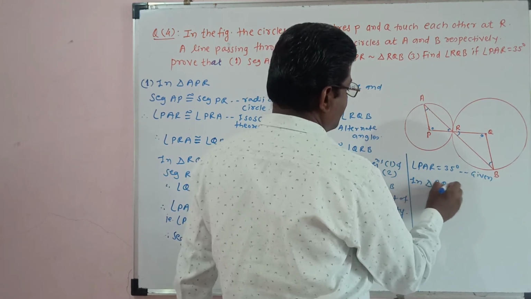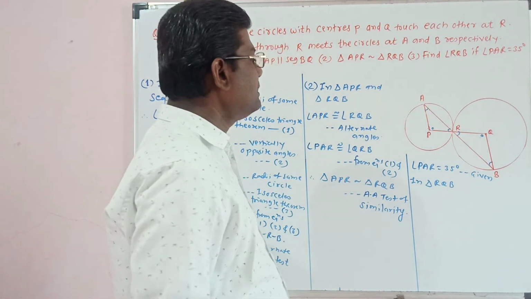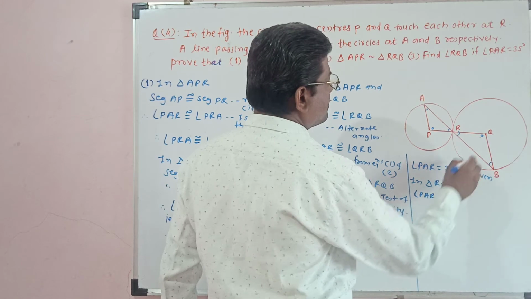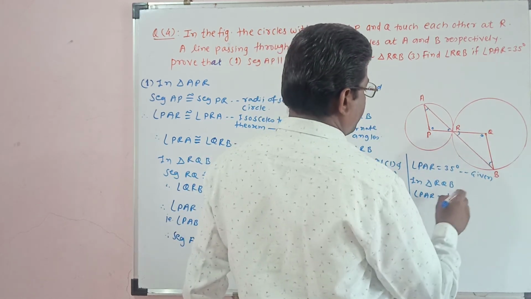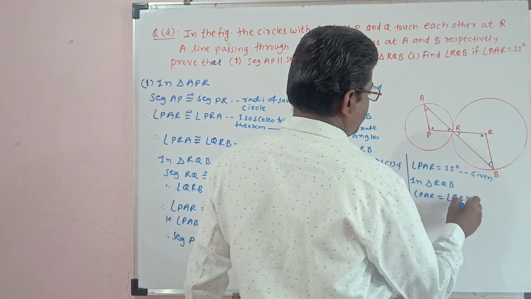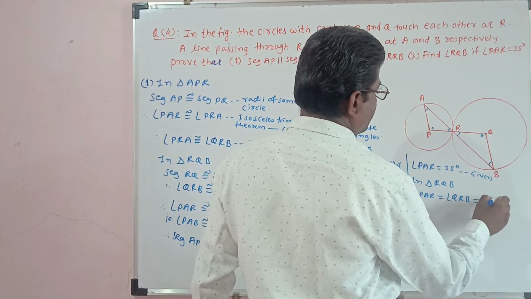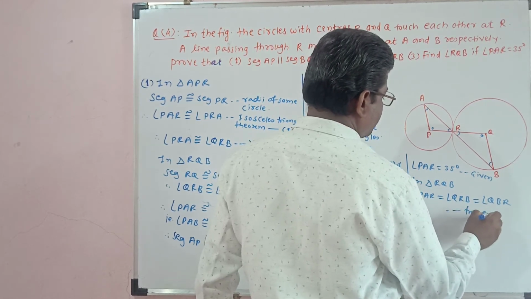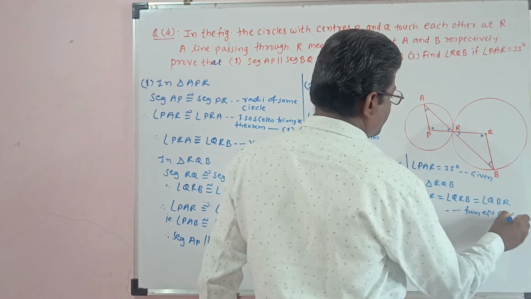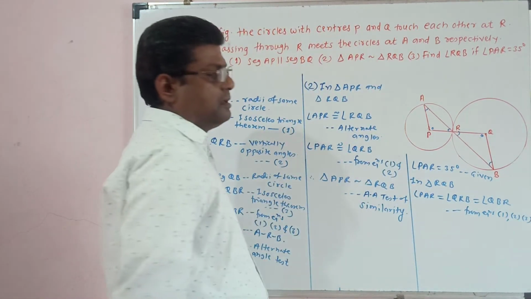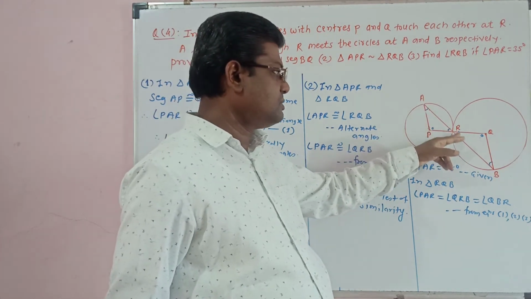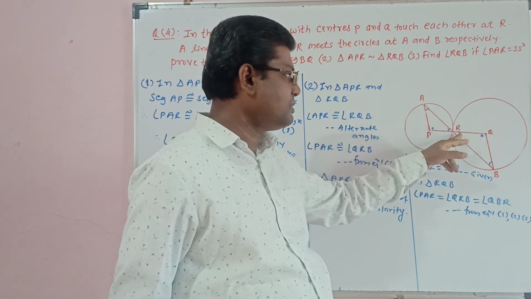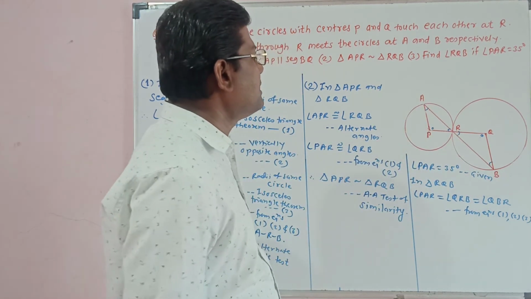In triangle RQB, angle PAR is equal to angle QRB is equal to angle QBR. From equations 1, 2, 3, these two angles are equal, and this angle is equal to this angle. This angle is 35 degrees, therefore these two angles are 35 degrees.